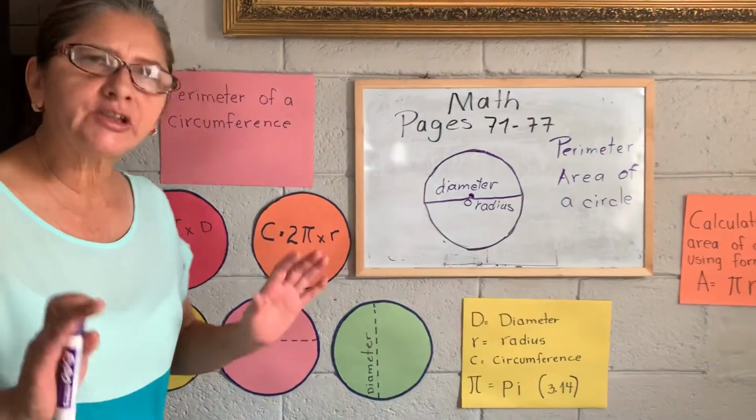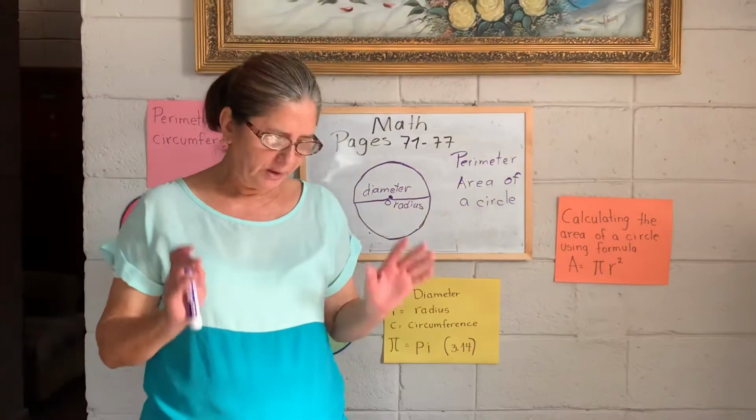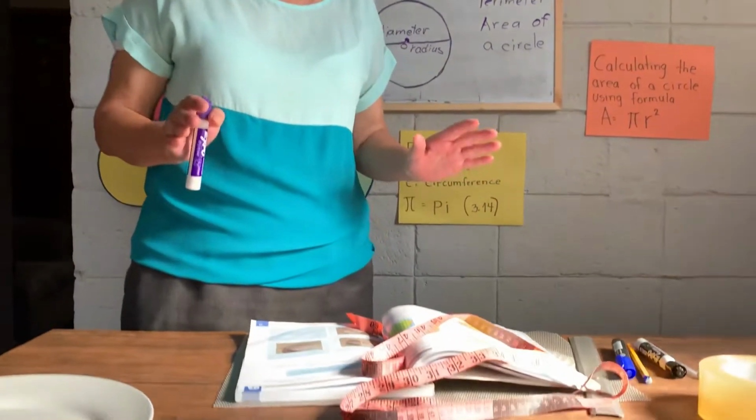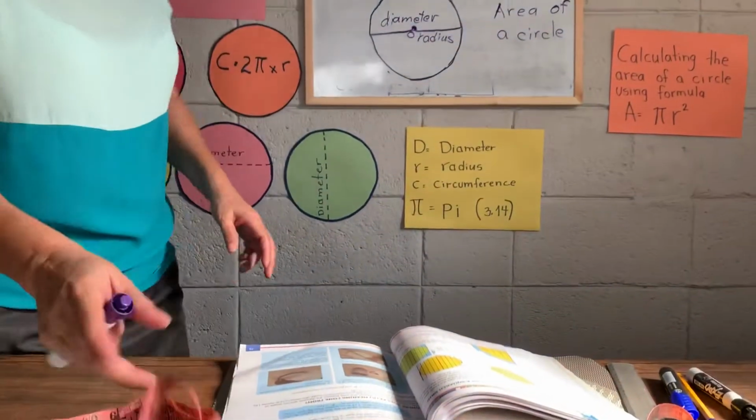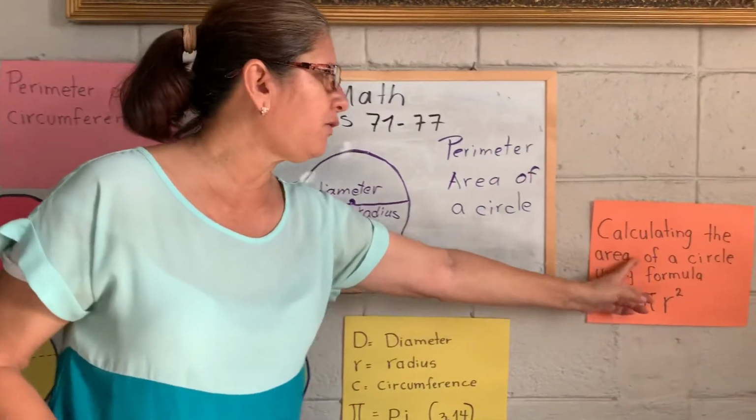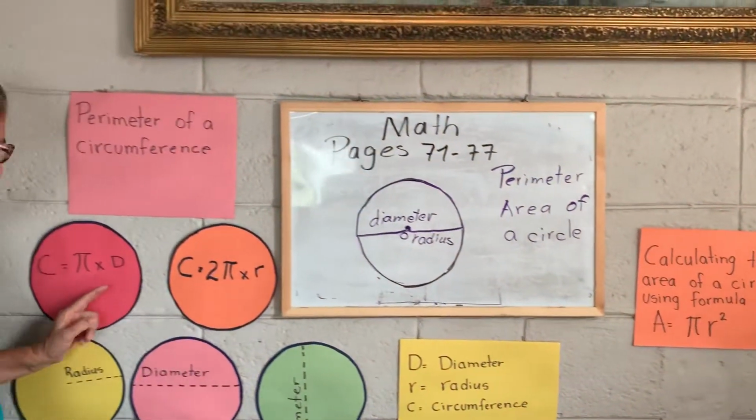Okay, here comes what I want you to learn. There are two formulas to calculate the perimeter of the circumference, and one for the area of a circle. For that, I want you to learn this.